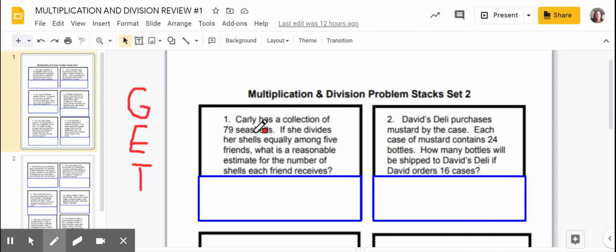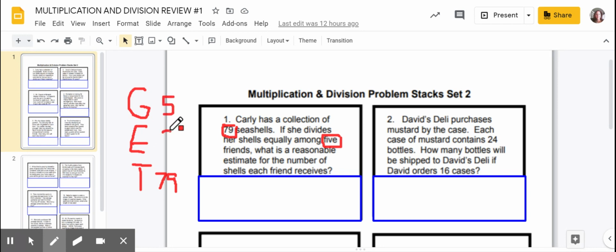Carly has a collection of 79 seashells. If she divides her shells equally among 5 friends, what is a reasonable estimate for the number of shells each friend receives? Going back, we can see that we know the total, 79. So we're going to list that over here on the side for T, total, 79. We also know that she's dividing the shells equally among 5 friends, so those are our groups. So for G, we're going to write 5.